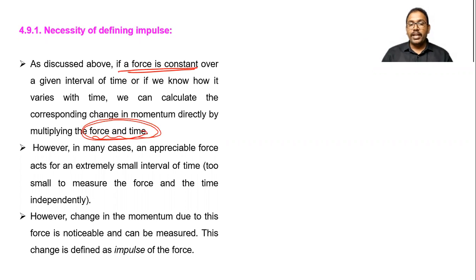However, in many cases, an appreciable force acts for an extremely small interval of time. In some cases, a larger force is acting for a very small interval of time, or for a fraction of a second. So at that time it's very difficult to find out impulse. However, the change in momentum due to this force is noticeable and can be measured. This change is defined as impulse.